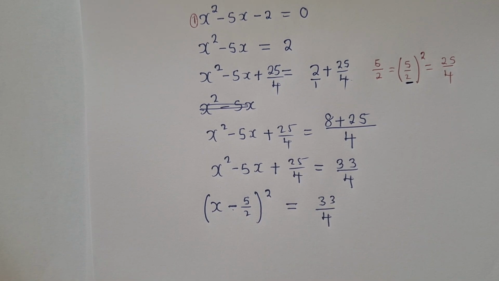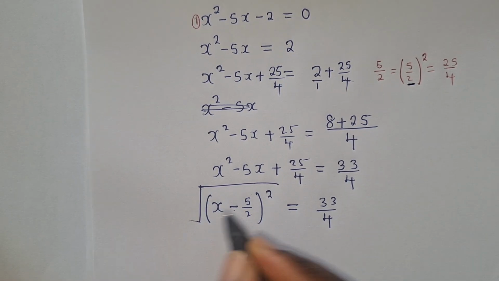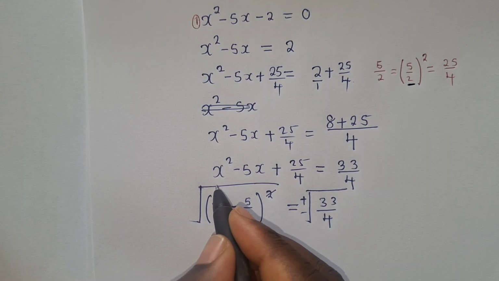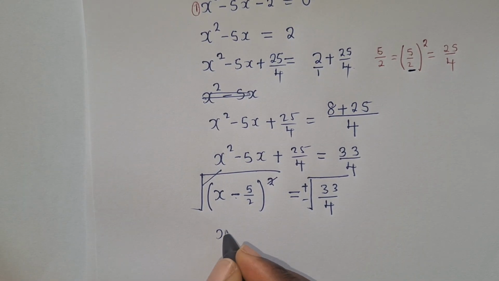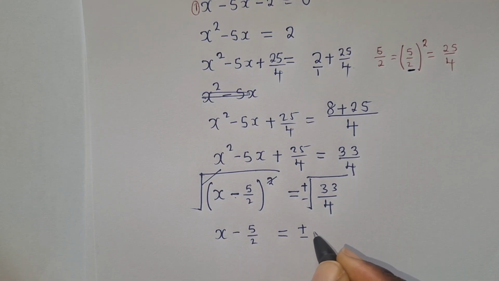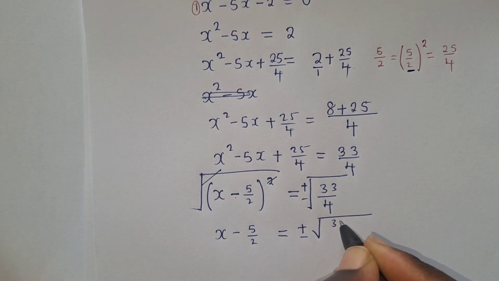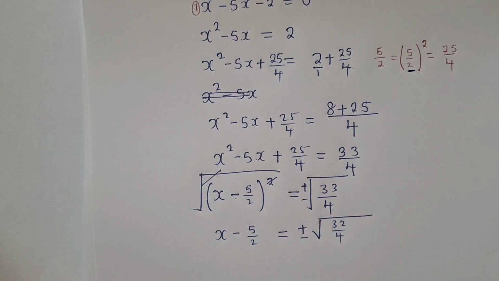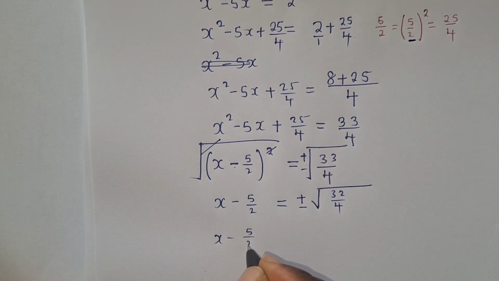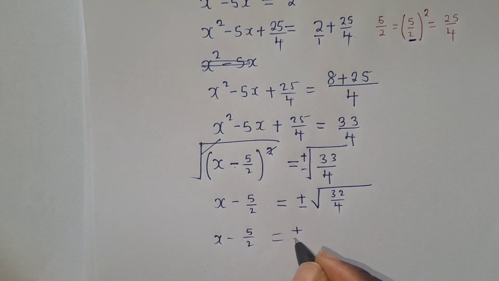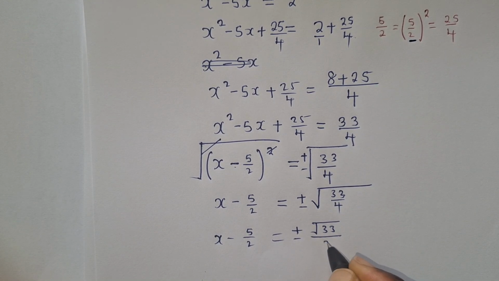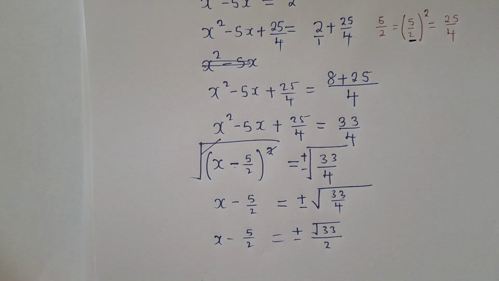So now at this point, you can now square root both sides. Why am I doing this? I want to get rid of this power 2 by the root. So I'll remain with x minus 5 over 2 is equal to positive or negative square root of 33 over 4, okay? Of which, if I want, I can simplify further. I'll say positive or negative square root of 33 over 2. Square root of 4 is 2.